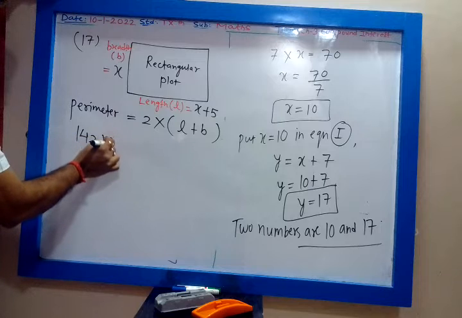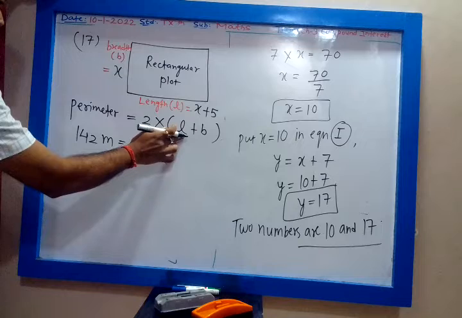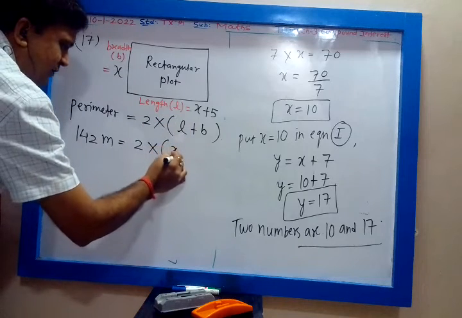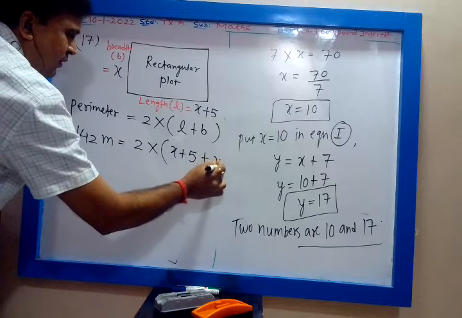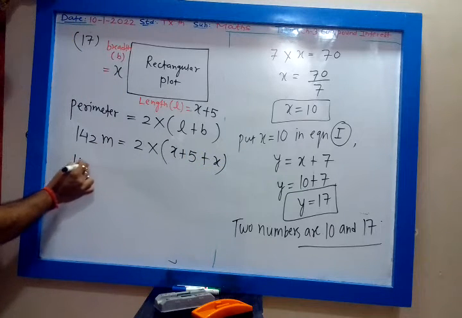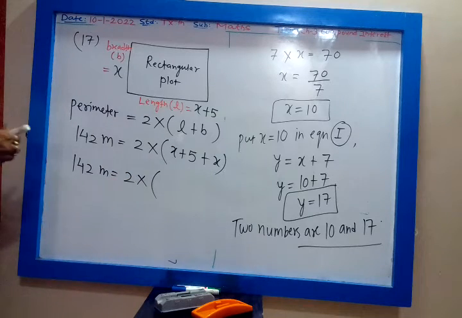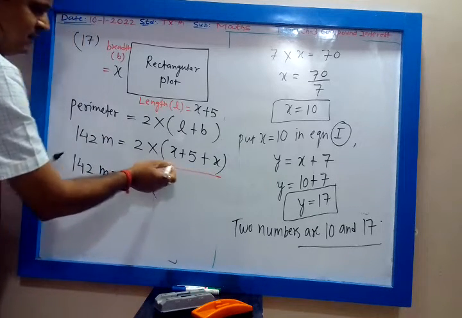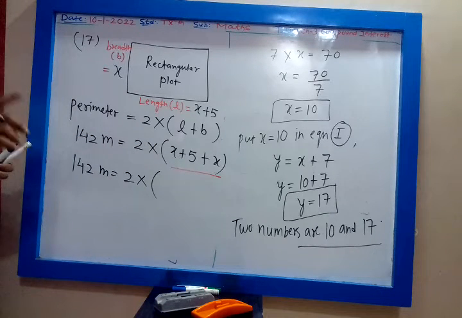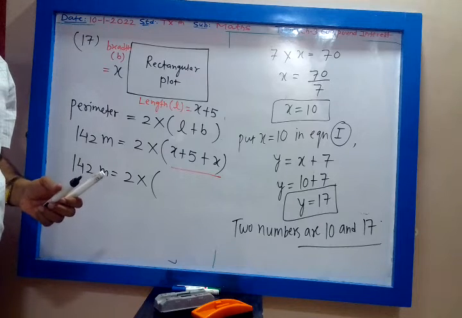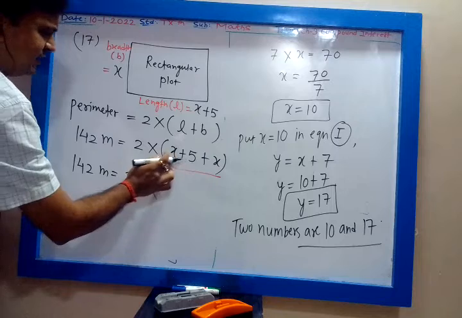So 142 meter is equal to 2 into length. How much is length? X plus 5. X plus 5 plus breadth. Breadth is x. So 142 meter is equal to 2 into. Now simplify the bracket first. No, my dear, not 6x. How 6x? 2x plus 5. We have to add like terms. So x plus x I will add. X plus x, 2x.